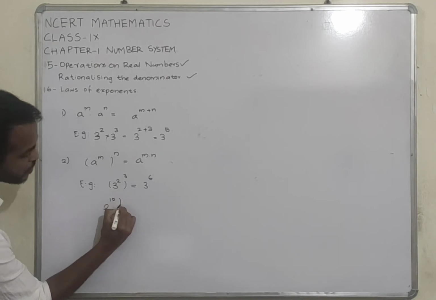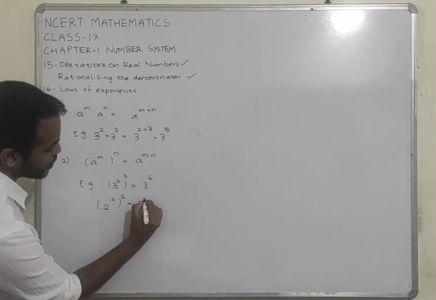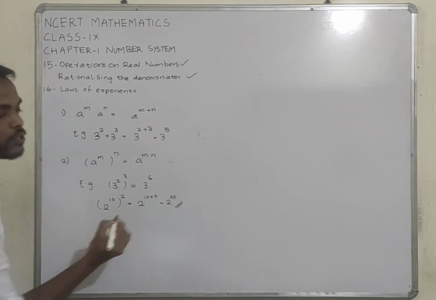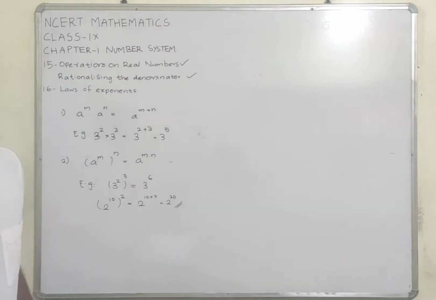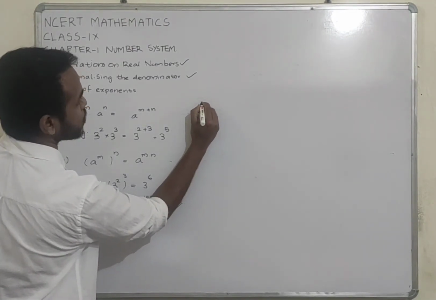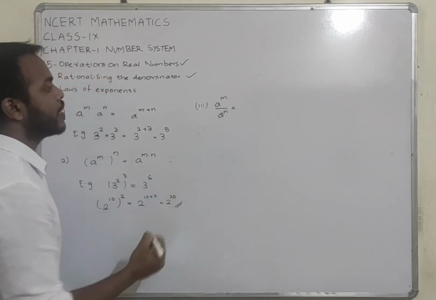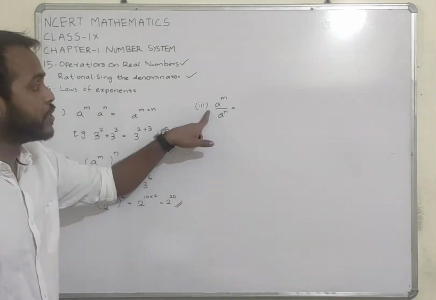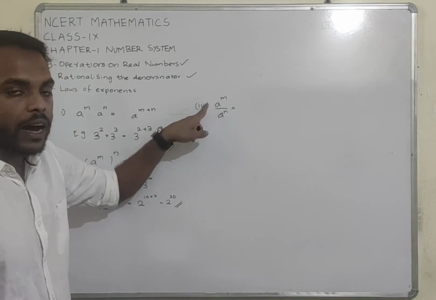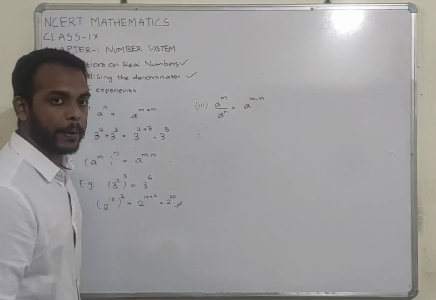We'll see another example. 2 raised to 10 whole raised to 2. How will this be written? 2 raised to 10 into 2, or 2 raised to 20. That was the second identity. Now the third identity is a raised to m by a raised to n. If we are to divide a raised to m by a raised to n, and the numbers a are the same, we can do it as a raised to m minus n.